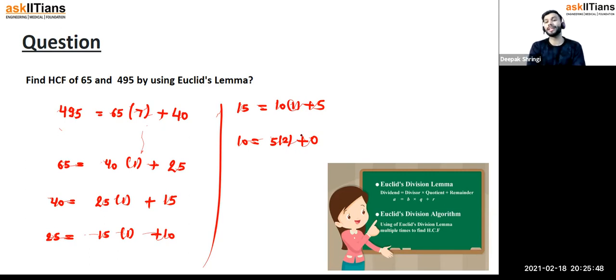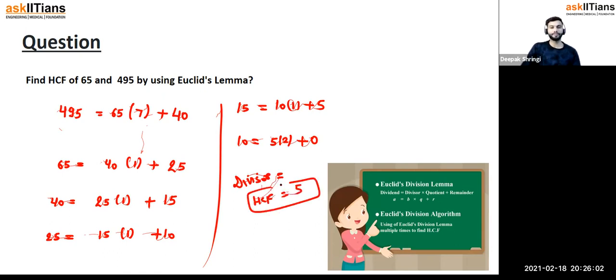Right, guys? So when the remainder is 0, as I told you, at that time, whatever is the divisor, that's 5 over here, that's going to be your HCF. And that is 5, right everyone? We need to understand the process. The process is very easy.